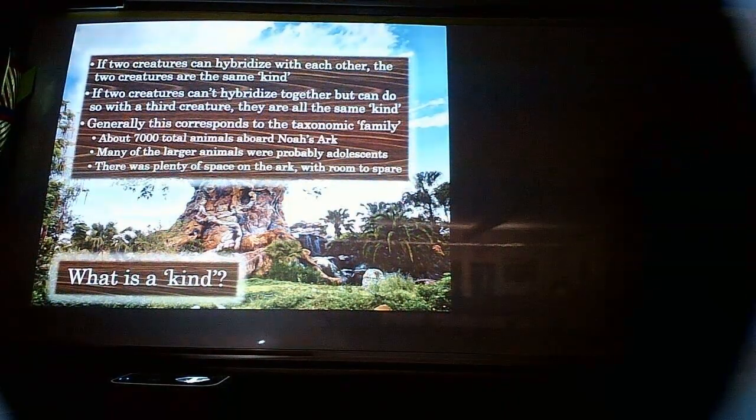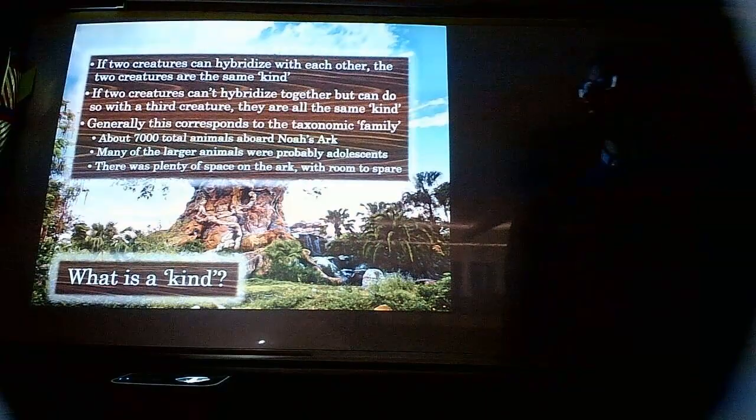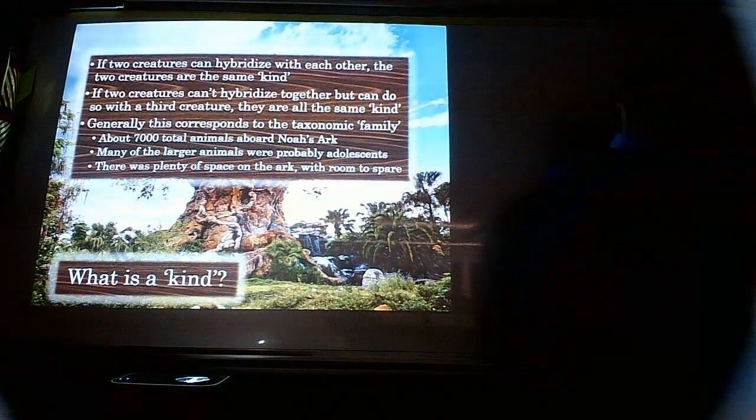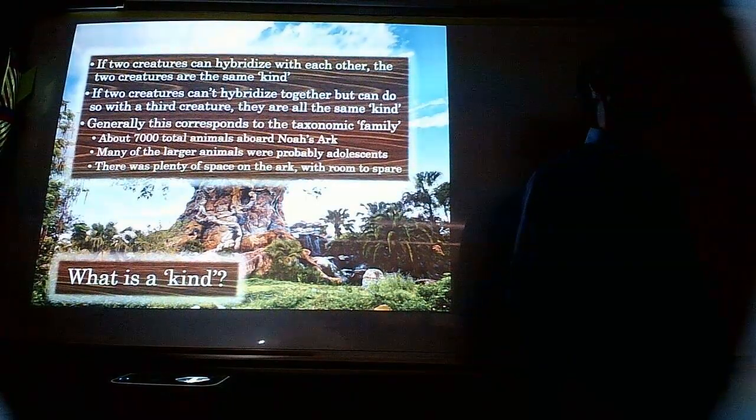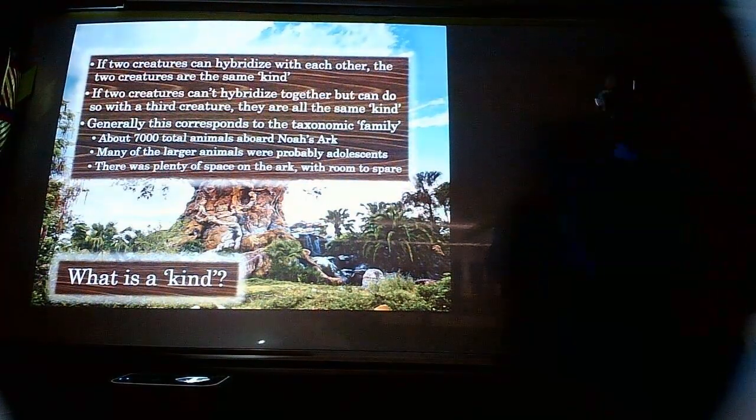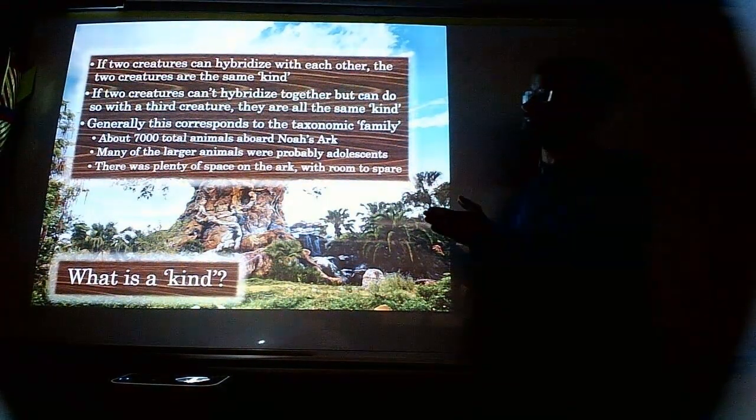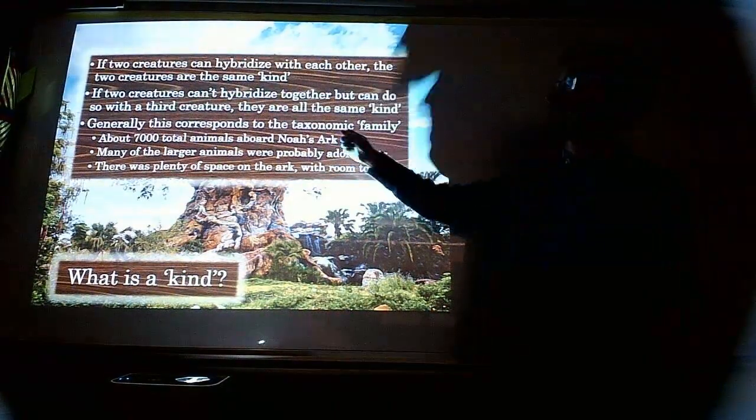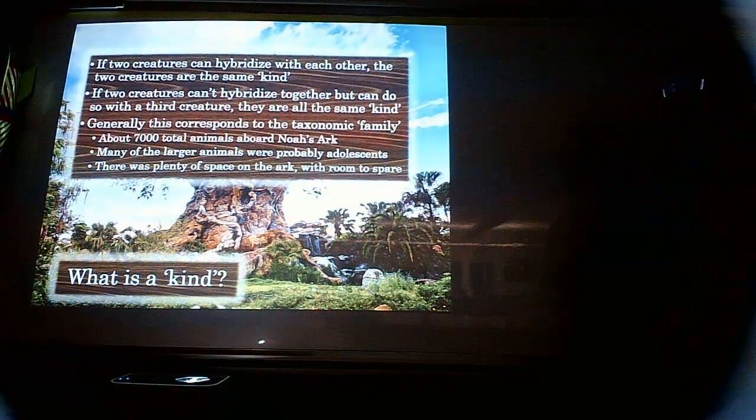And going by this definition, there are millions upon millions of species of animals in the world. There's no way that you could fit every single species on the ark. But you don't need every species on the ark. You need every kind of animal. And when you go by that definition, you would end up with about 7,000 total animals aboard Noah's Ark.